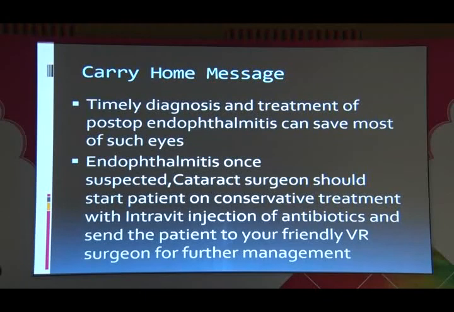Once endophthalmitis is suspected, the cataract surgeon should start the patient on conservative treatment with intravitreal injection of antibiotics and send the patient to the friendly VR surgeon for further management.